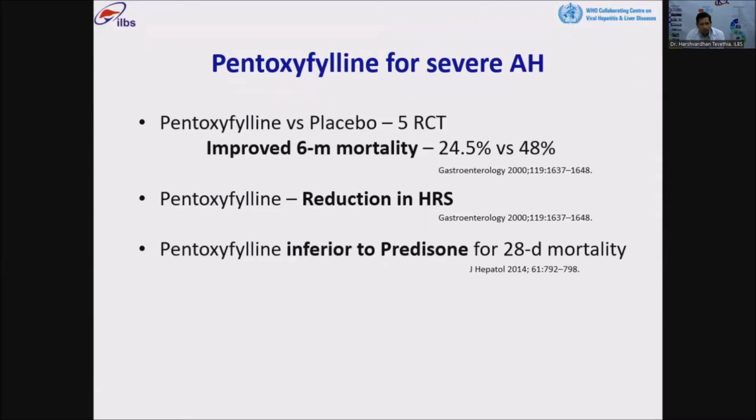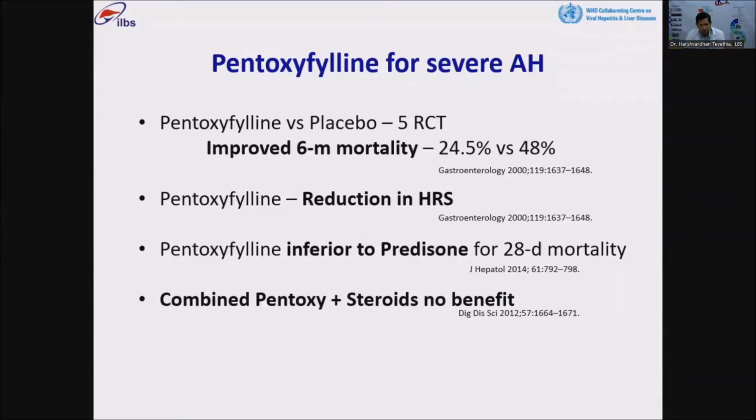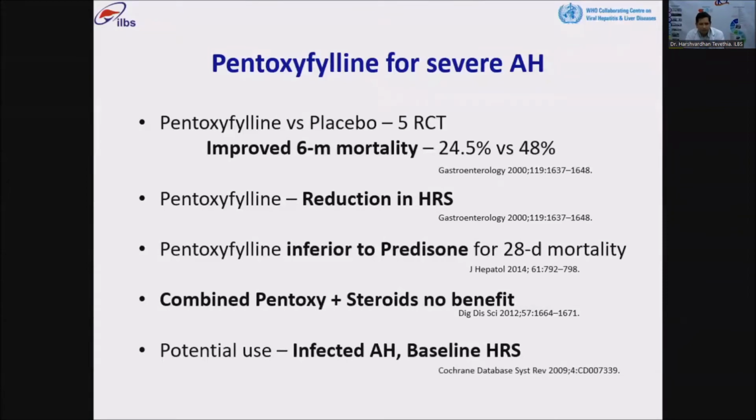However, in a later study they had shown that there was no reduction in the 28-day mortality. They're limiting its usage today in clinical practice. People also looked at combining pentoxifylline with steroids. And also there was no combined benefit when you combined steroids as well as pentoxifylline.